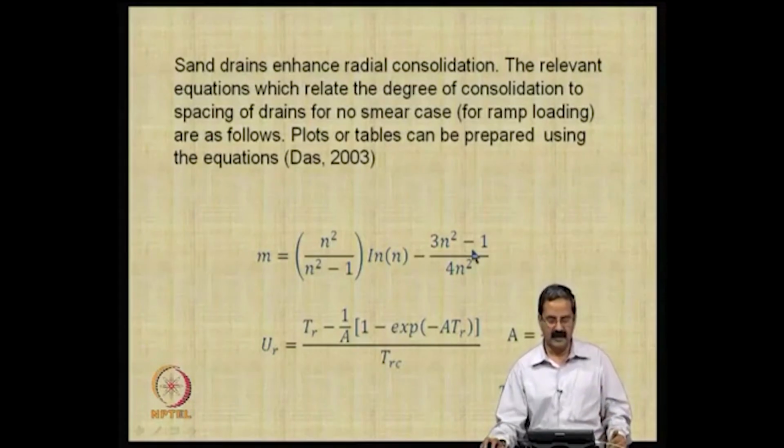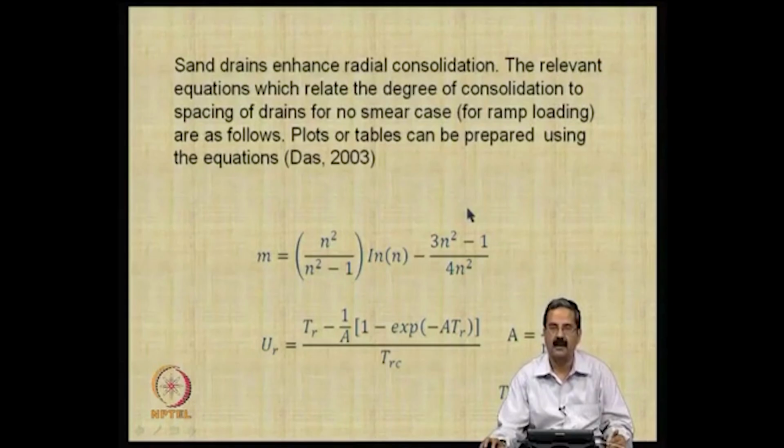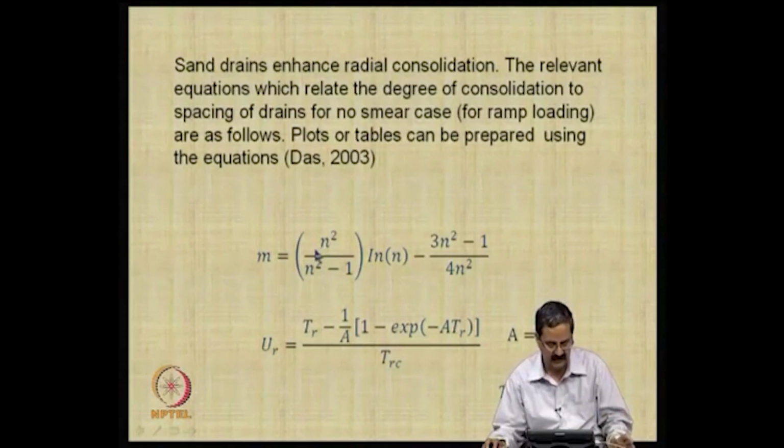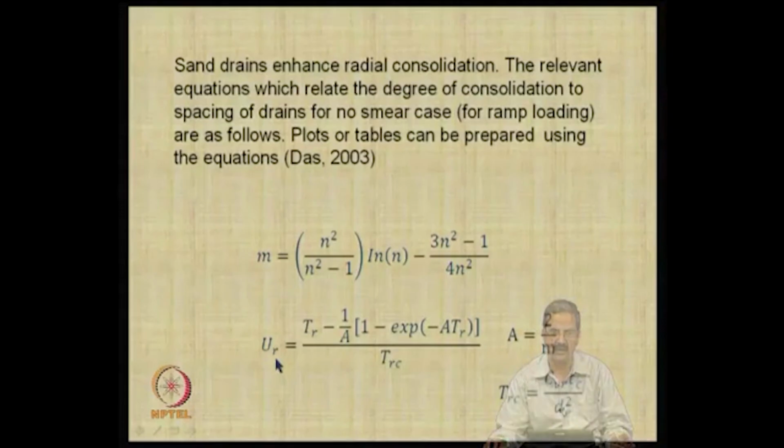A lot of people have worked on this particular problem of consolidation theory. In fact, in the 1930s and 1940s all these equations were derived long back, and they are quite useful. They have an expression called M, which is related to the spacing of sand drains, and it can even be sand wicks, like PVDs. So, this is the radial consolidation, the degree of radial consolidation.